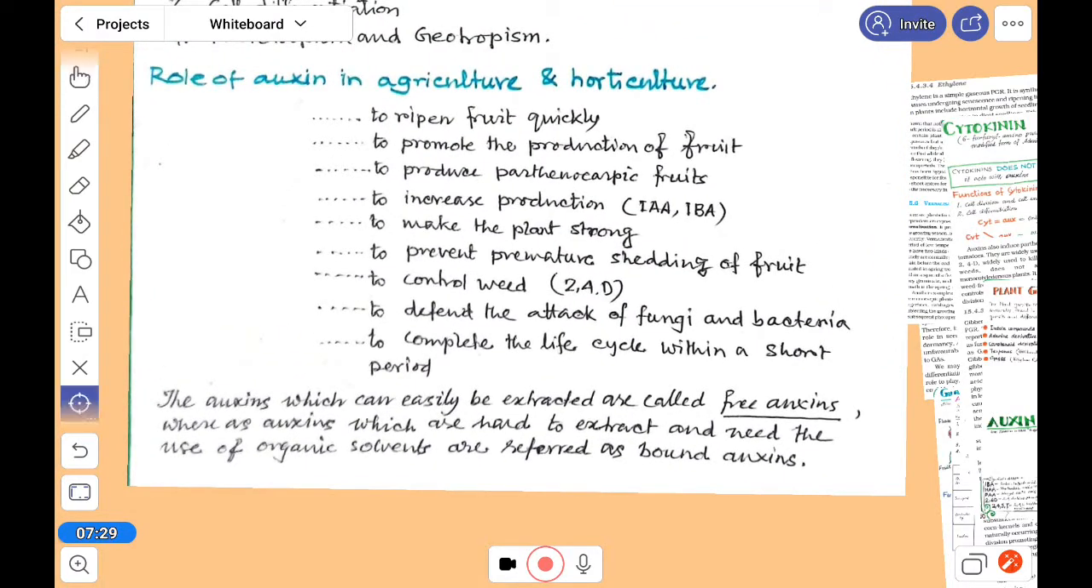Regarding auxins, we have to know that the auxin which can easily be extracted is called free auxin, whereas the auxin which is hard to extract is called bound auxin. All right. Next we can shift to gibberellin.